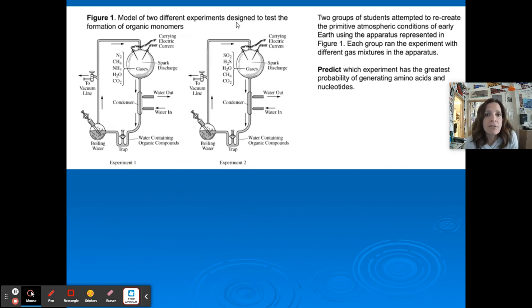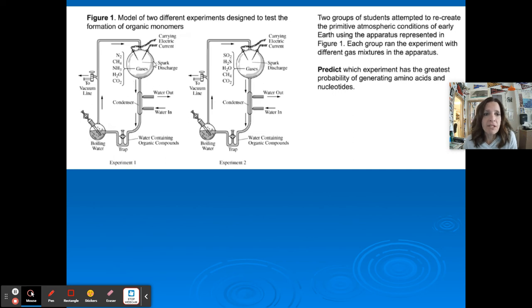Okay, so here's an example problem. Here are two different experiments, and they're testing how organic monomers maybe came to be. It says two groups of students attempted to recreate the primitive atmospheric conditions of early Earth using the apparatus represented in Figure 1. Each group ran the experiment with different gas mixtures in the apparatus. Predict which experiment has the greatest probability of generating amino acids and nucleotides.